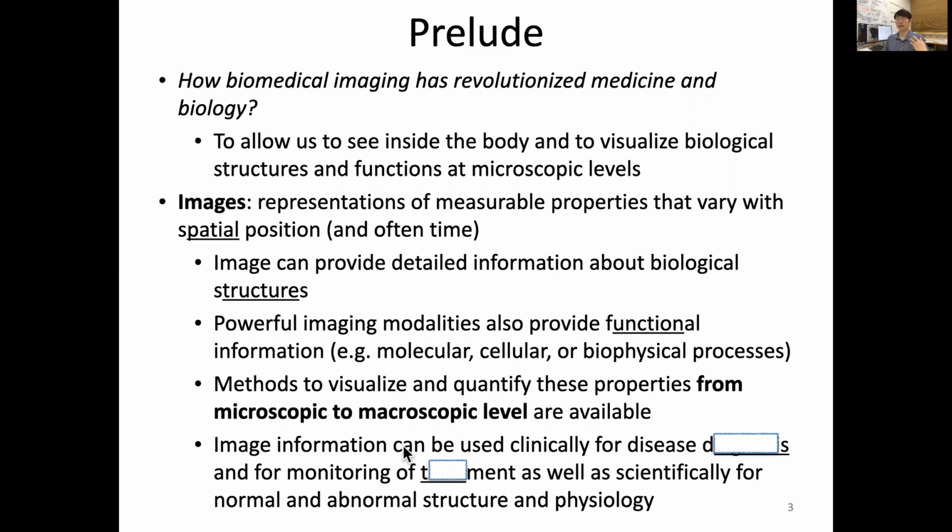So image information can be used clinically for disease diagnosis, figuring out what kind of disease it is, we can confirm, and for monitoring of a treatment. We can even use imaging information for monitoring whether the treatment has been taken properly, as well as scientifically for normal and abnormal structure and physiology. So imaging is becoming the most popular and powerful technology we are using for modern medicine.